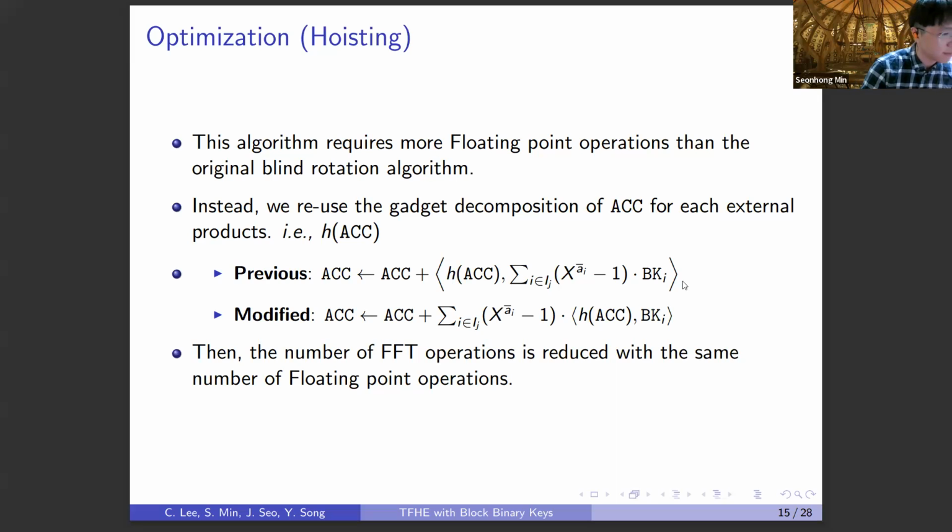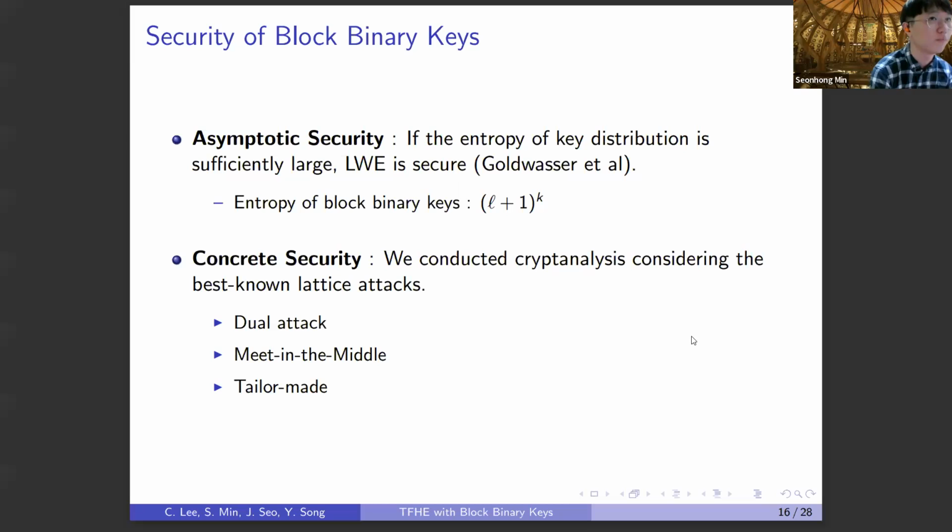The previous method and the modified method are essentially the same, the functionality is the same, but the number of FFT operations is reduced with the same number of floating point operations. Previously, there were more floating point operations than the original TFHE scheme, but with this modified hoisting technique, we can reduce the number of FFT operations with the same number of floating point operations. So this would be the very crucial part of the block binary keys.